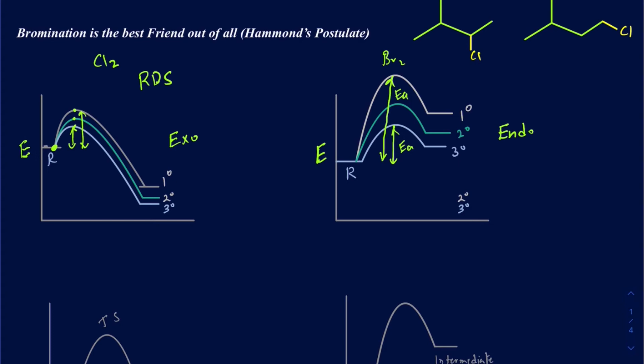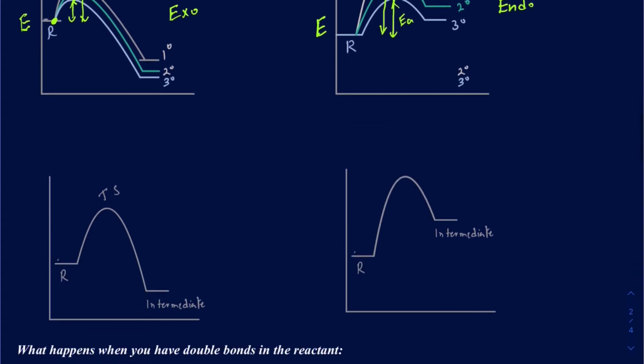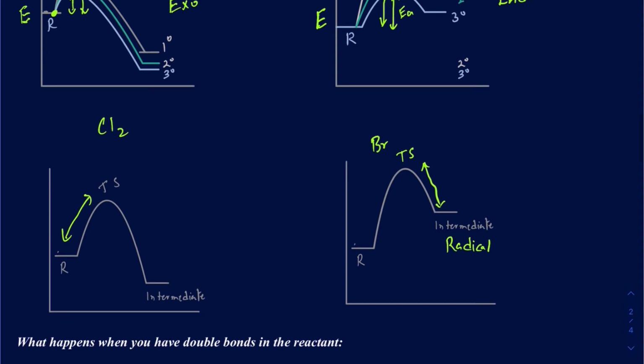And in terms of Hammond's postulate, if I want to just go back and look at it again, this chlorination, when I'm looking at what's really happening in the transition state, this transition state is actually closer to the reactant, all right? And in the case of bromination, your transition state is going to be closer to the intermediate, or you can say the product, which is obviously going to be some sort of radical there. So since in the case of chlorination, it's closer to the reactants.